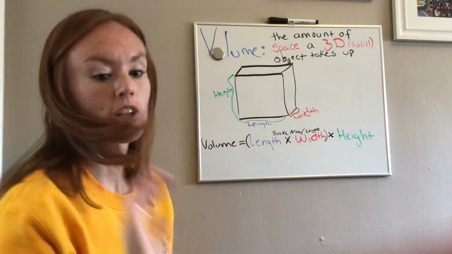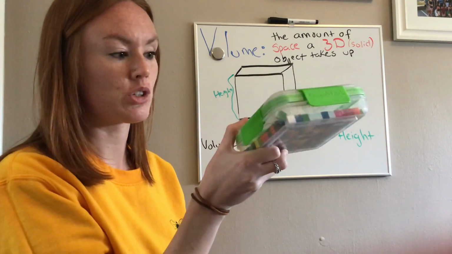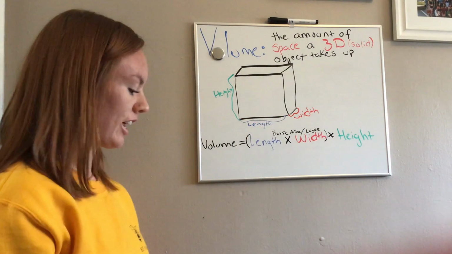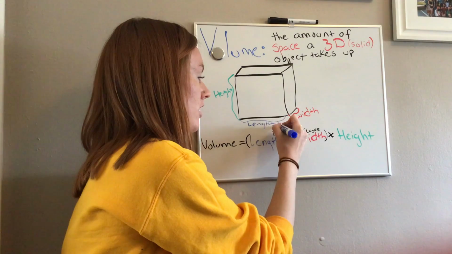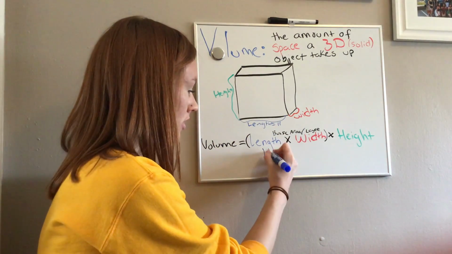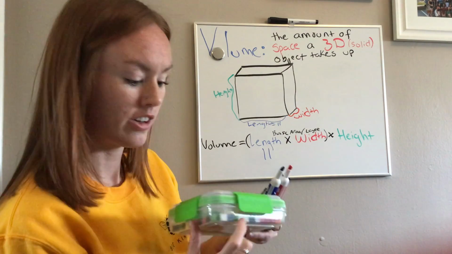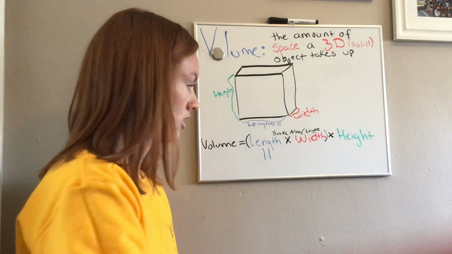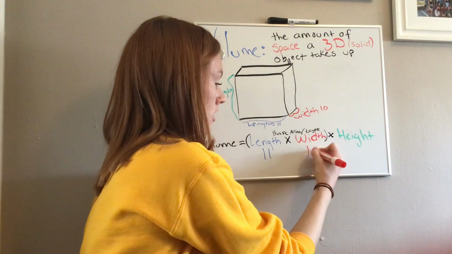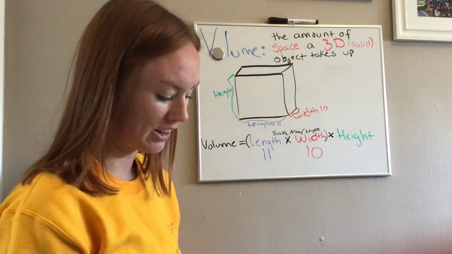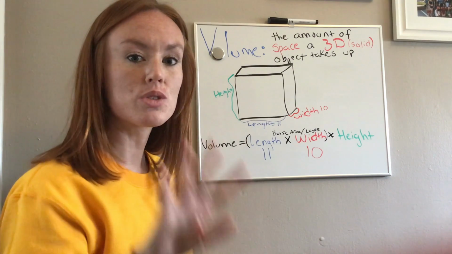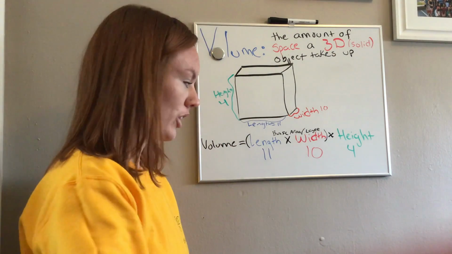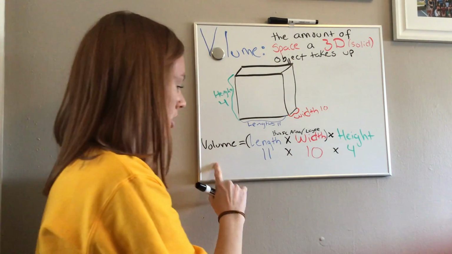Okay. When I measured all of the cubes in my sandwich box, I looked at this front length. My front length was 11 cubes. My width, how many cubes back it went when I was facing it, was 10. And my height, how many layers I could put on top of each other, was 4. So let's multiply together to determine our overall volume.